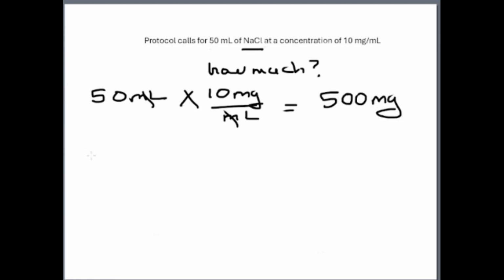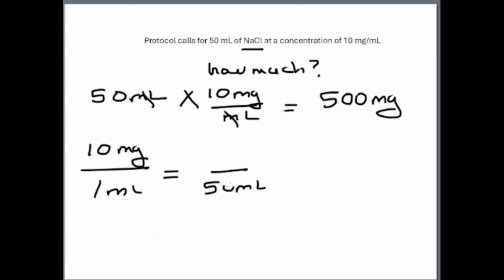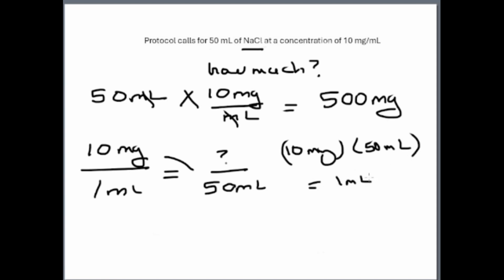We could also use a proportion method. So we know we want 10 mg per each mL. We put our equal sign and our line. We have to have the same units in both denominators, so 50 mLs will go here, which means our unknown goes here. So we can cross multiply. We have 10 mg times 50 mLs equals 1 mL times question mark. mLs will again cancel, and we will get question mark equals 500 milligrams.